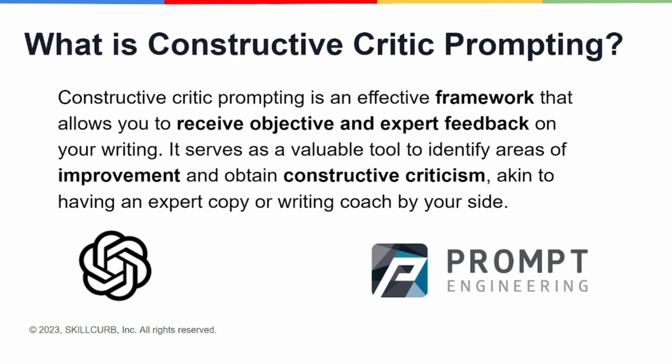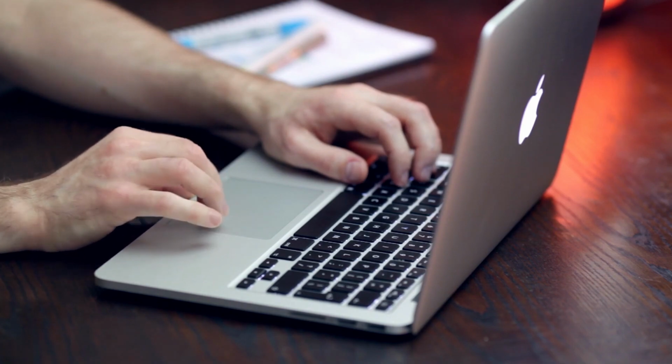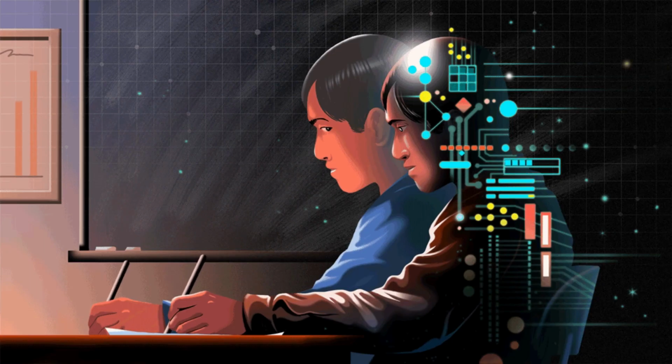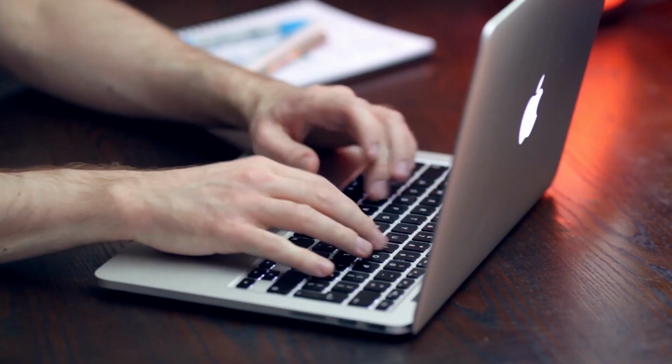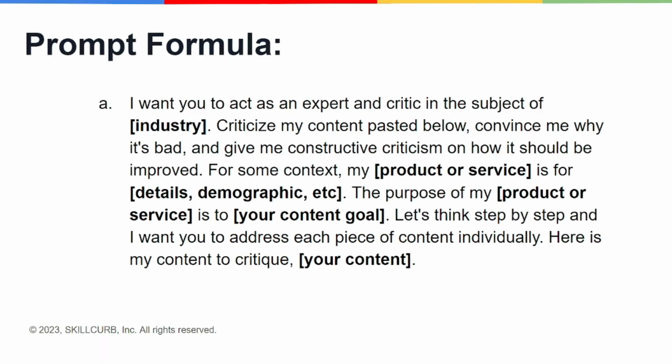So yeah, like every other type of prompt engineering technique, this one also has a prompt formula. If you need any type of constructive criticism or advice from ChatGPT, you will first tell it to be an expert, maybe a critic or a teacher for that. So just like that, you will first of all guide ChatGPT. You'll say, I want you to act as an expert and critic in the subject of dash dash dash, whatever your industry is or whatever your question is.